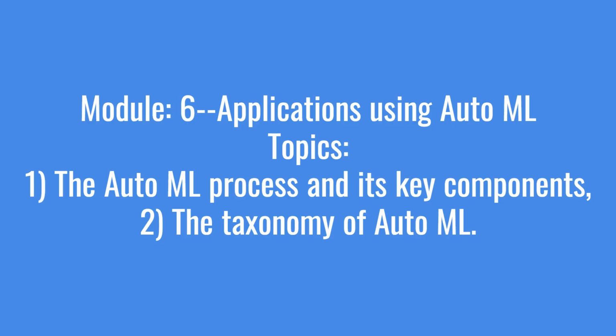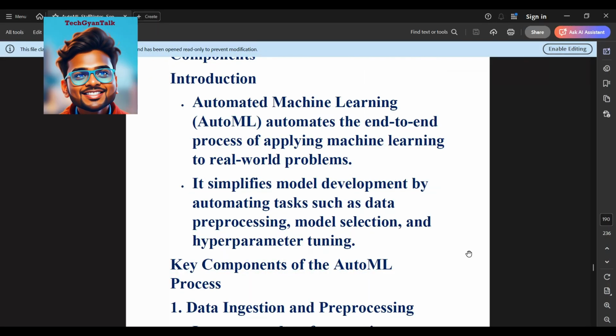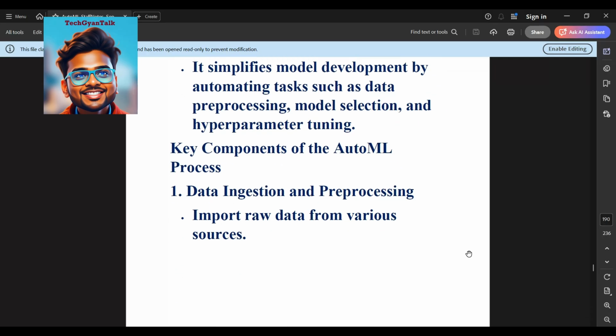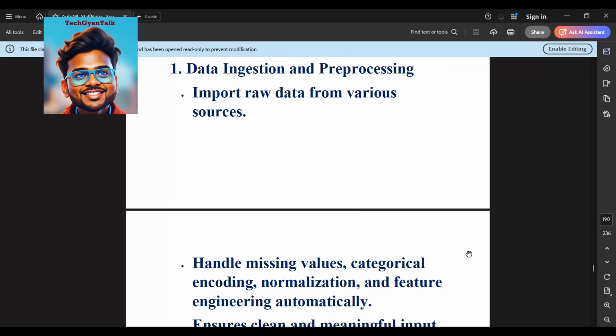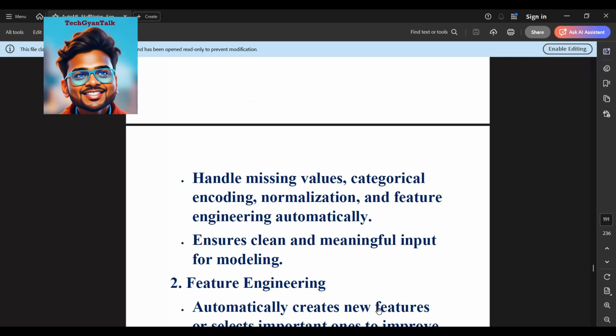It simplifies model development by automating tasks such as data pre-processing, model selection, and hyperparameter tuning. Key components of AutoML processes are data ingestion and pre-processing. In data ingestion and pre-processing, input raw data from various sources and handle missing values, categorical encoding, normalization, and feature engineering automatically. This ensures clean and meaningful input for modeling.